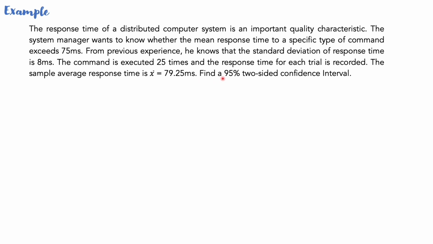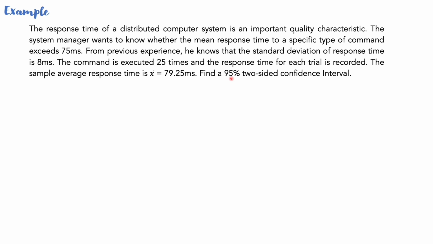Now you have to find a 95% two-sided confidence interval. Okay, this one is equal to 100 times 1 minus alpha percent. So this is something that we need to find out, a two-sided confidence interval with 95%. If this is 95%, what will be the value of alpha?